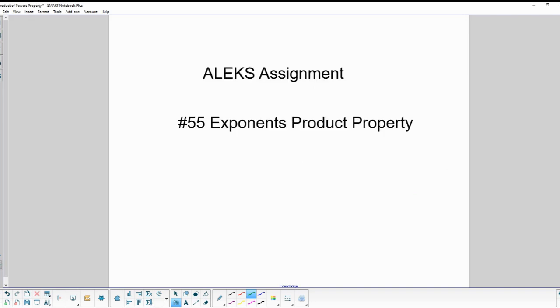So on Alex, this is number 55, Exponents Product Property. Good luck, and make sure you submit a screenshot of your score.